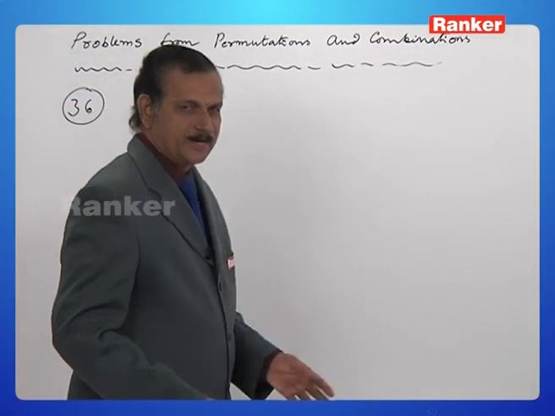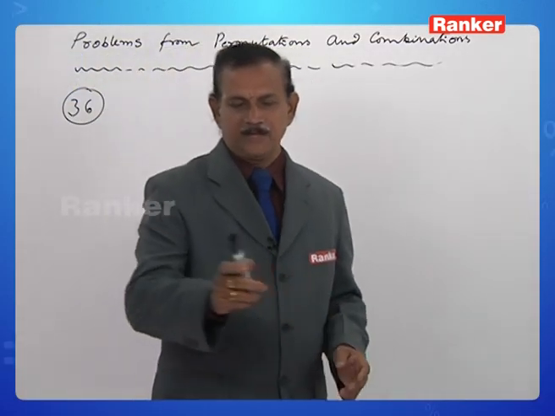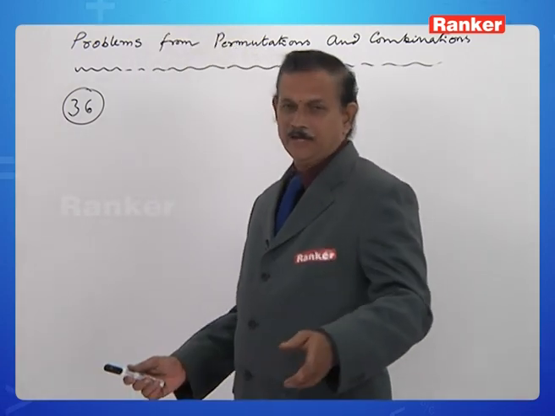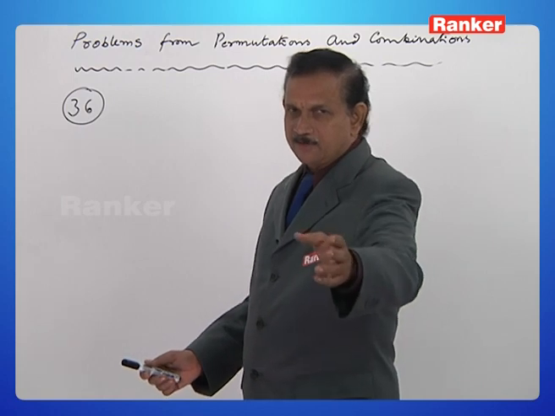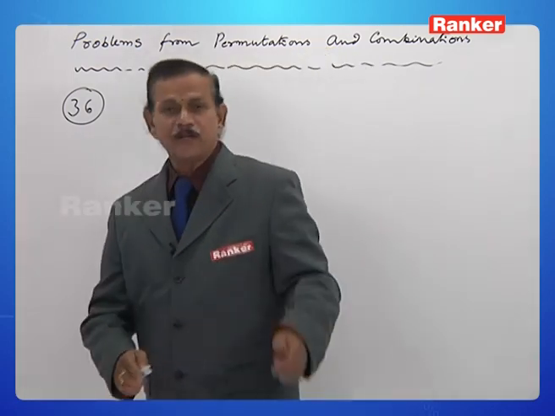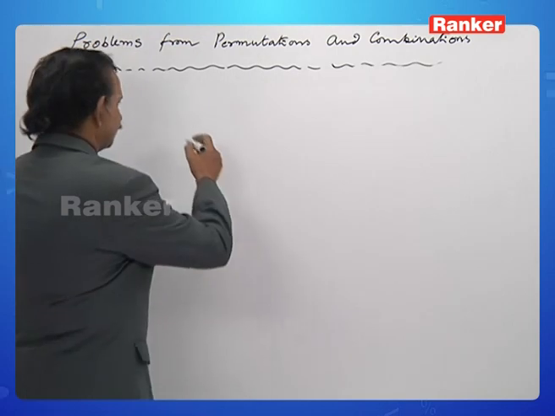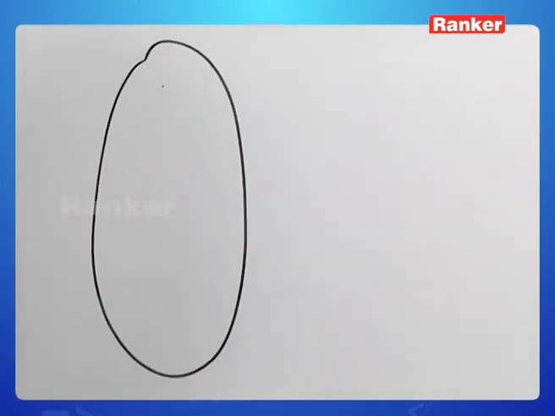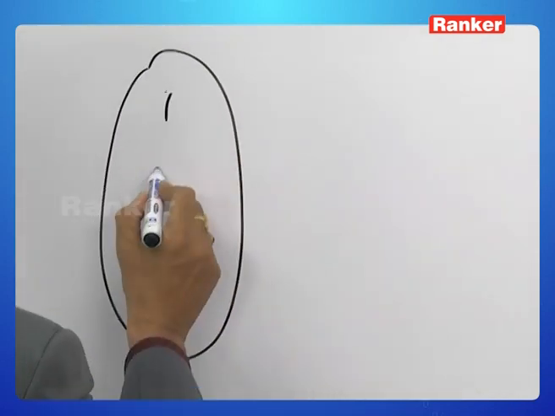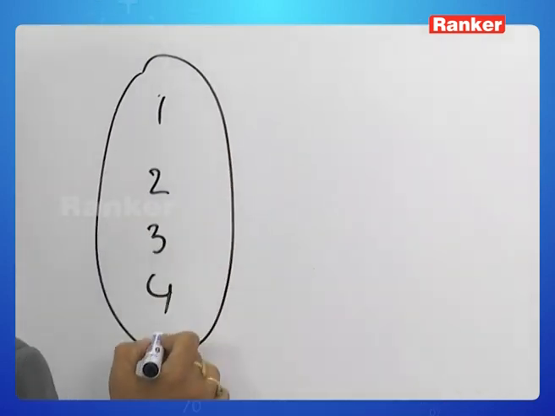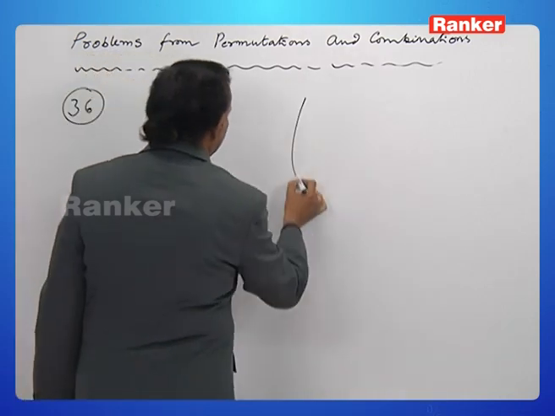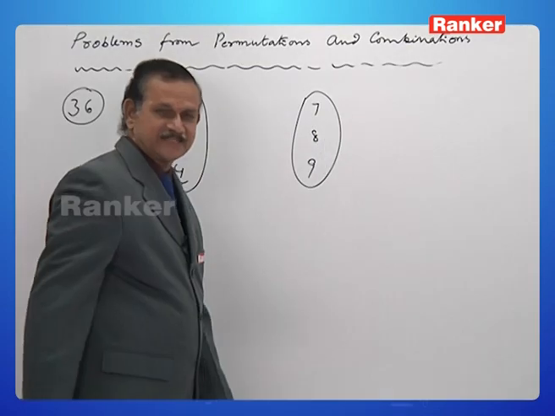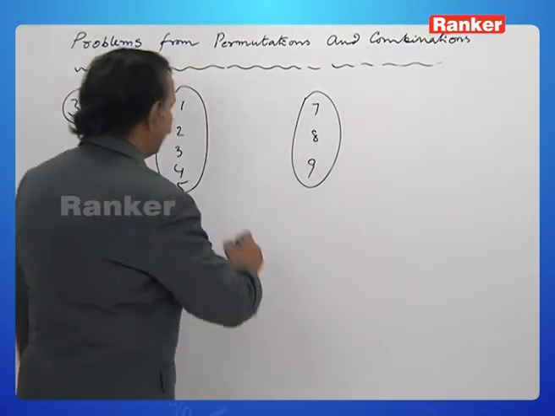What do we actually require here? A and B are two different sets. A contains the elements 1, 2, 3, 4, 5 and B contains the elements 7, 8, 9. And we require onto functions. What is A actually? 1, 2, 3, 4, 5. What is B? 7, 8, 9.